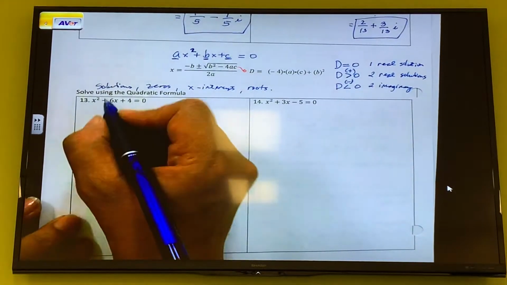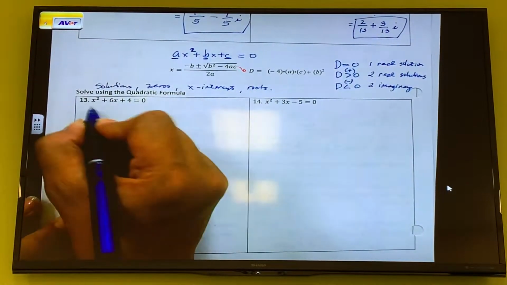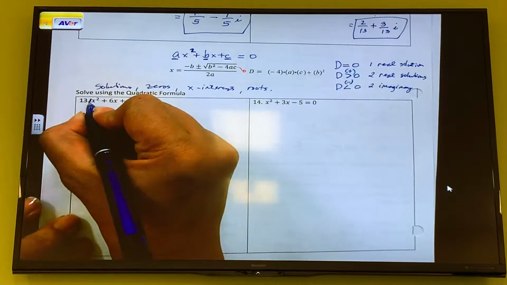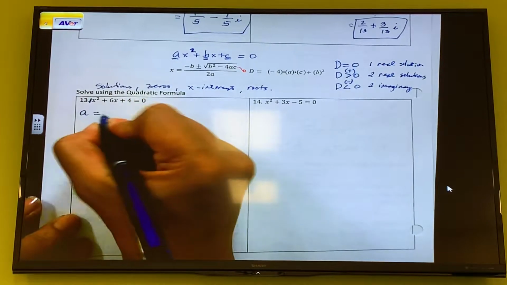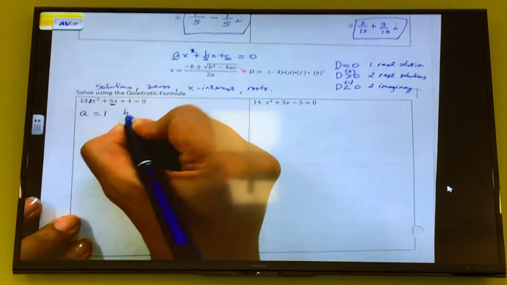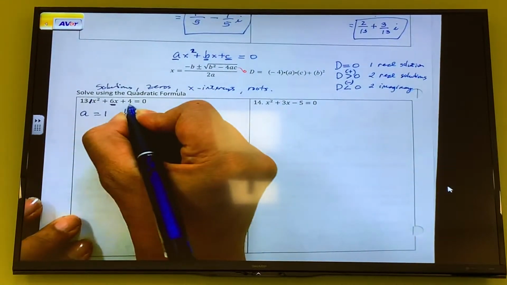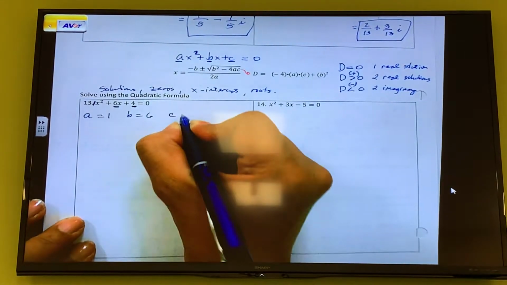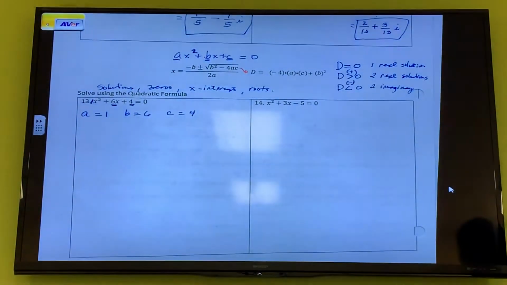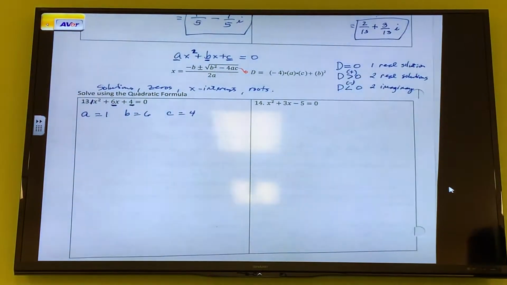All right, so this is already equal to 0. It's already in standard form. Our a is the one in front of the x squared, which is 1. Our b is the one in front of the x, so b is equal to 6. And our c is the number by itself, so c is 4. Once you know what your a, b, and c are, you plug them into the quadratic formula.